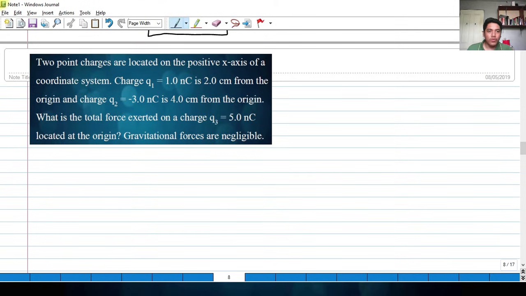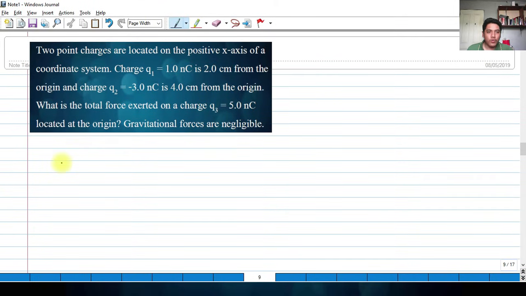So, for number 3, we have two point charges on the positive x-axis of the coordinate system. Charge Q sub 1, 1 nanocoulomb, is 2 cm from the origin, and charge 2, negative 3 nanocoulomb, is 4 cm from the origin. What is the total force exerted on a charge Q sub 3, 5 nanocoulombs, located at the origin? Gravitational forces are negligible. In this problem, it involves a coordinate system, so we are analyzing charges with respect to the coordinate xy.